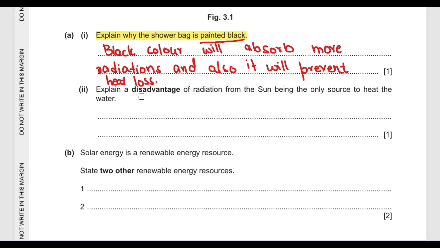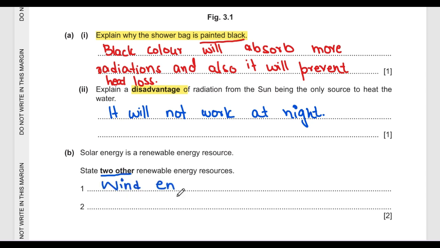Second part says explain a disadvantage of radiations from the sun being the only source of heat for this water. So why is it not useful? Because it will not work at night, because at night we don't have sun. B part says solar energy is a renewable energy resource. State two other renewable energy resources. I am naming wind energy and tidal energy as two other renewable resources.